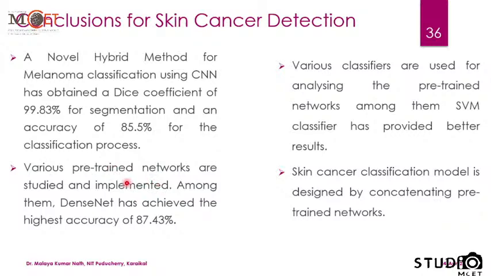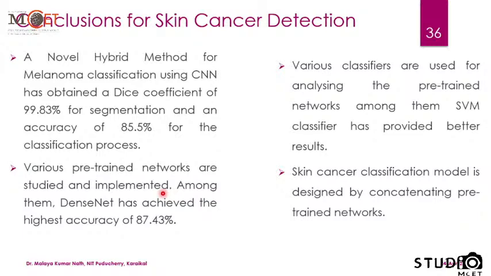And in case of the pre-trained network, we are getting the highest accuracy of 87.43%. And when we are using the pre-trained network with a different classifier, VGG16 is performing the best. From this we see that the accuracy is very less in case of the pre-trained network. Then we thought of improving the accuracy by using some pre-processing as well as a post-processing stage. For that reason, we have done one pre-processing as well as one post-processing stage.